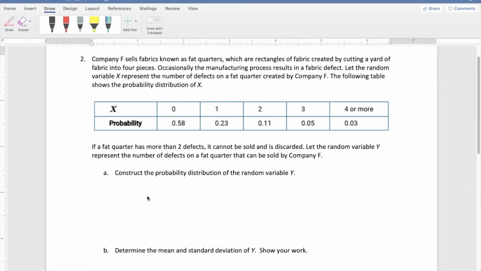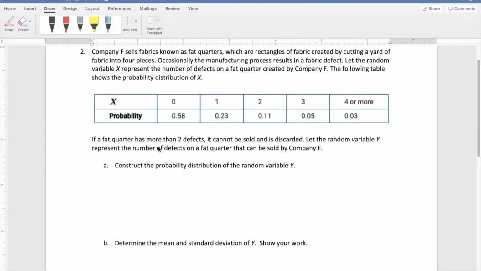Number 2 is the one about the fat quarters. If you do any kind of sewing, you know what that is. It's rectangles of fabric created by cutting a yard of fabric into 4 pieces. We have the number of defects on the top row, and on the bottom row we have probabilities. It says if a fat quarter has more than 2 defects, it cannot be sold and is discarded. So let the random variable y represent the number of defects on a fat quarter that can be sold.